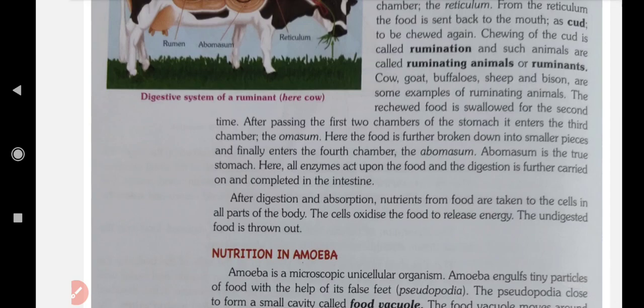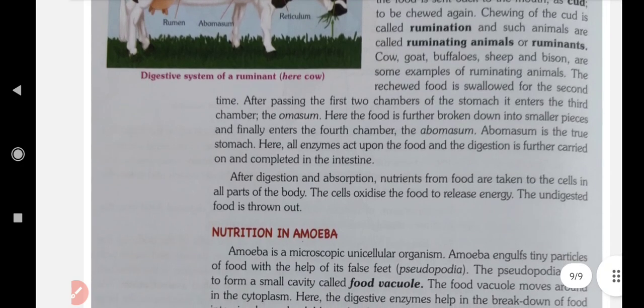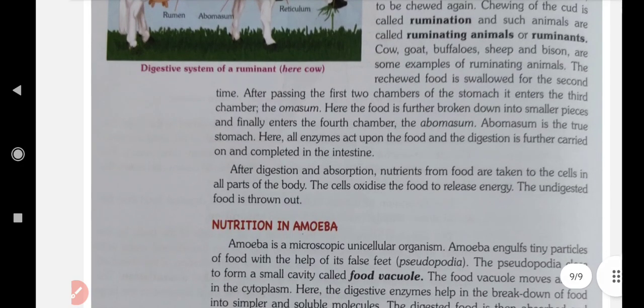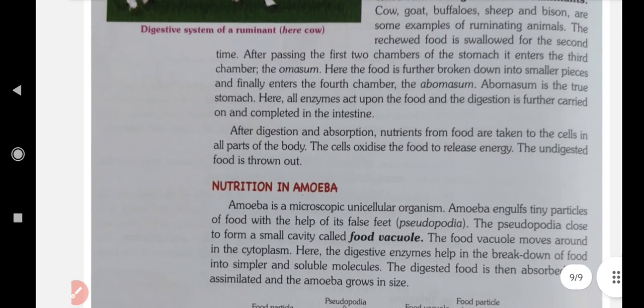After digestion and absorption, nutrients from food are taken to the cell and all parts of the body. The cell oxidizes the food to release energy. The undigested food is thrown out.